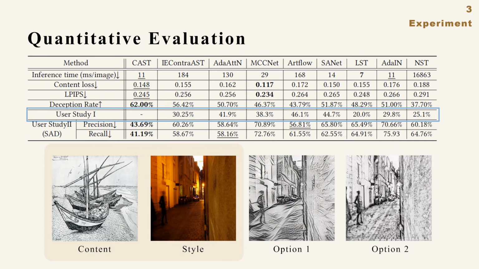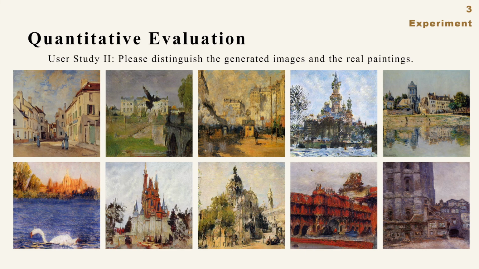For each participant, 50 content-style pairs are randomly selected. Then, we ask the participants to choose the image that has the same style as the style image. In user study 2, we design a novel stylized authenticity detection. For each question, we show participants 10 artworks of similar style and ask them to select the images that may not be painted by humans. Could you distinguish the generated images and the real paintings?